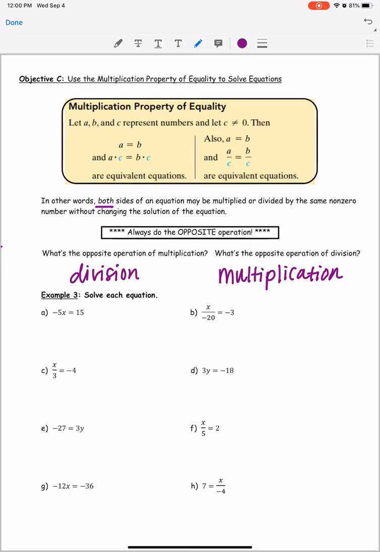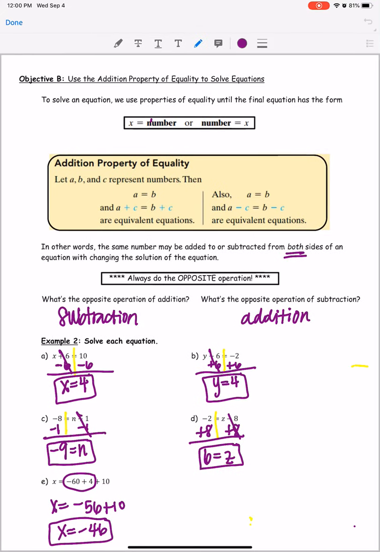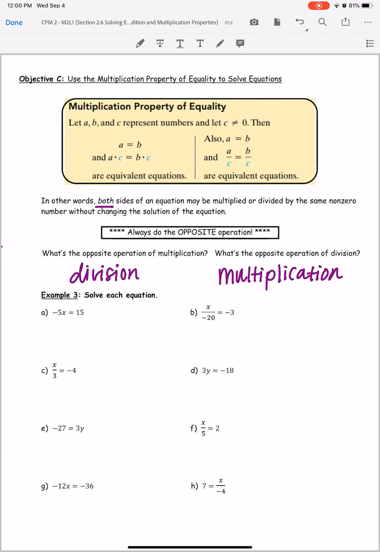We've got negative 5x equals 15. We need to get x by itself. So what is going on between this negative 5 and this x? Now, a lot of times I hear they're being added together or they're being subtracted together. If they were being added or subtracted, you would see a subtraction sign or an addition sign. Therefore, what that means is these are being multiplied. That's negative 5 times x.